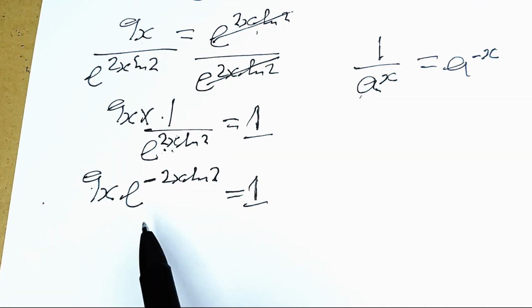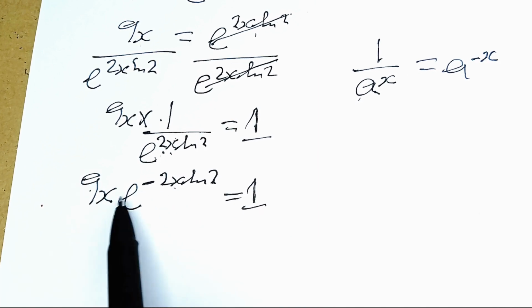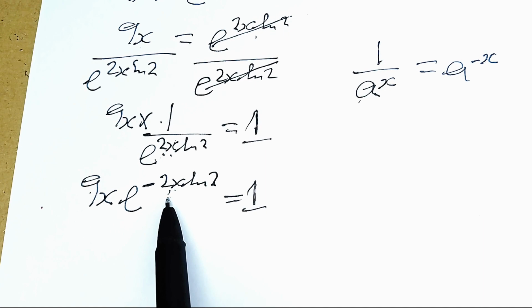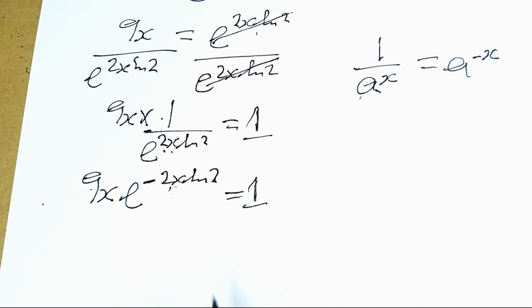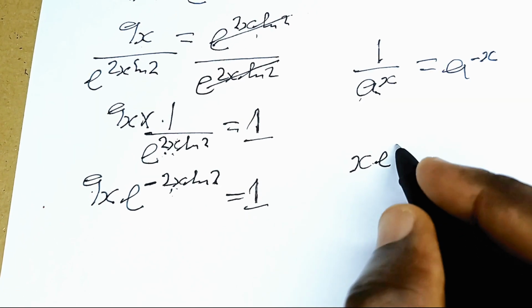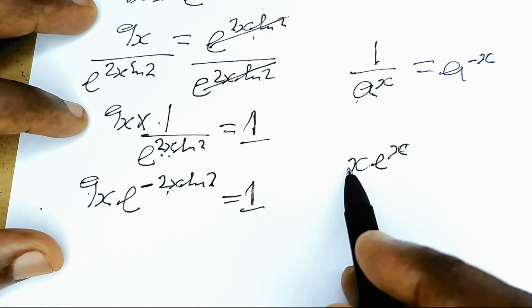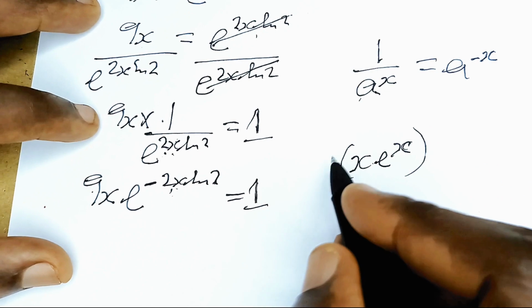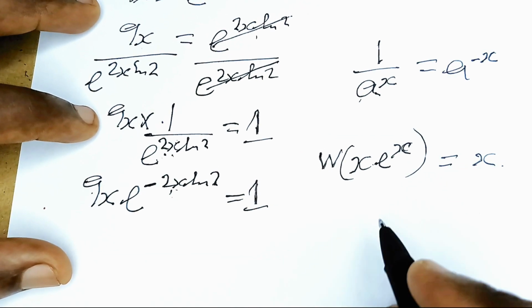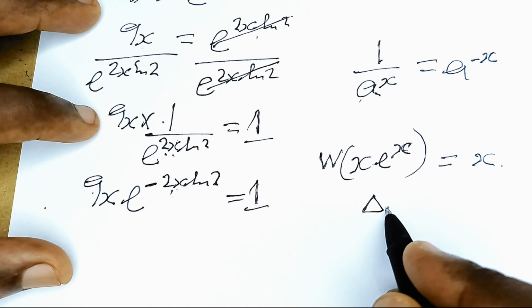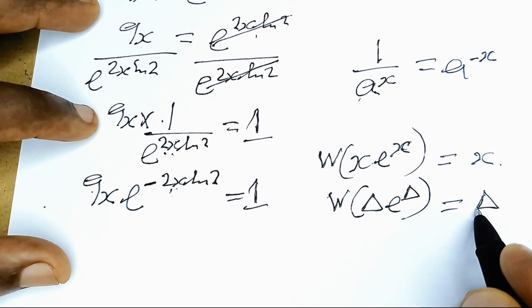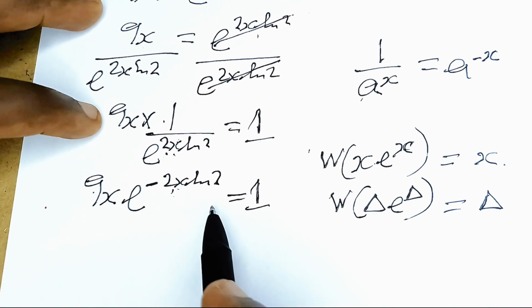Now, there is a method we can use to solve this, which is called the Lambert W function. Before we can do that, it must be of the form x exponential x. That's an example. For a function of the form x exponential x, finding the Lambert W function of it will give us just what is inside. So let's write this in that form.